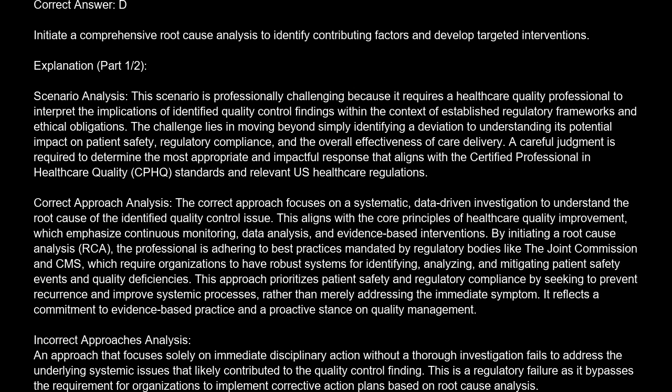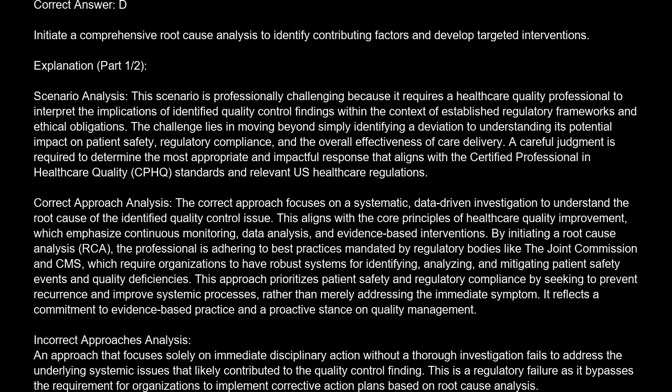A careful judgment is required to determine the most appropriate and impactful response that aligns with the certified professional in healthcare quality, CPHQ, standards, and relevant U.S. healthcare regulations. Correct approach analysis. The correct approach focuses on a systematic, data-driven investigation to understand the root cause of the identified quality control issue. This aligns with the core principles of healthcare quality improvement, which emphasize continuous monitoring, data analysis, and evidence-based interventions.